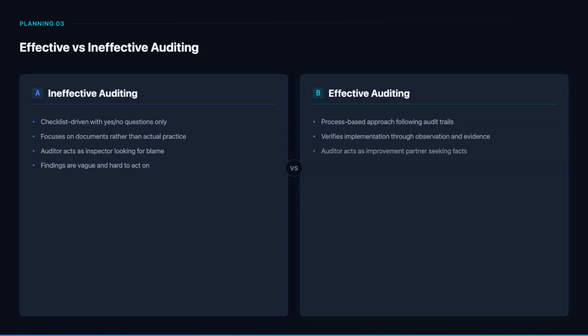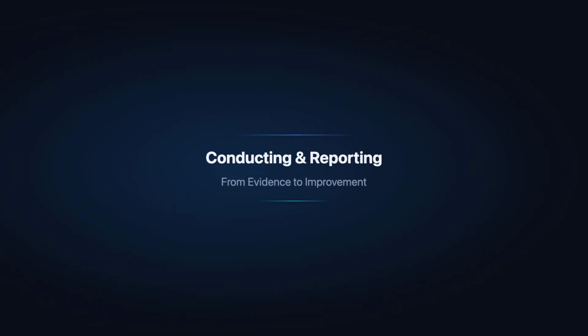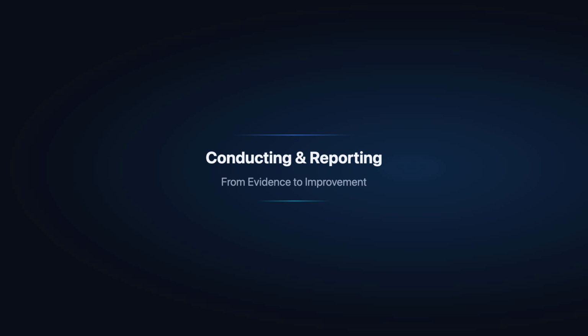Effective auditing takes a process-based approach, following audit trails from input to output. It verifies actual implementation through observation and objective evidence. The auditor acts as an improvement partner, gathering facts without blame. Findings are specific, referencing exact requirements and describing the evidence that demonstrates the gap. Now let's cover the practical techniques for conducting the audit, writing effective findings, and ensuring corrective actions deliver real improvement.